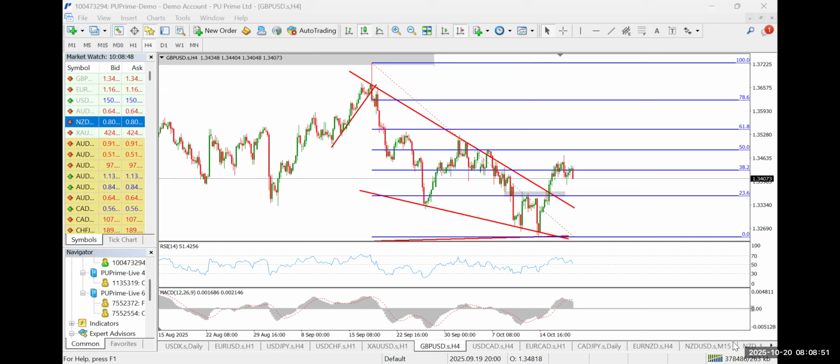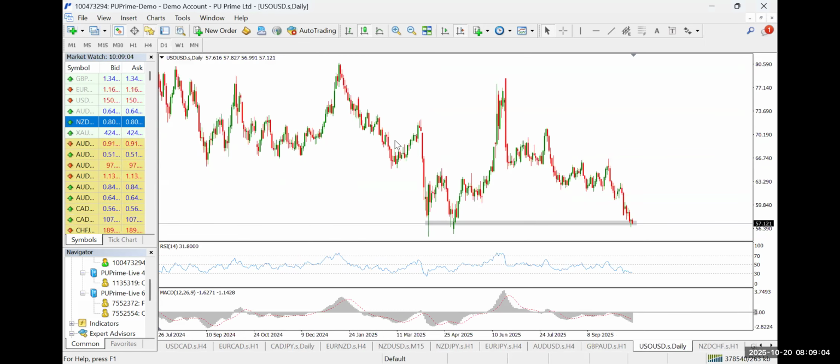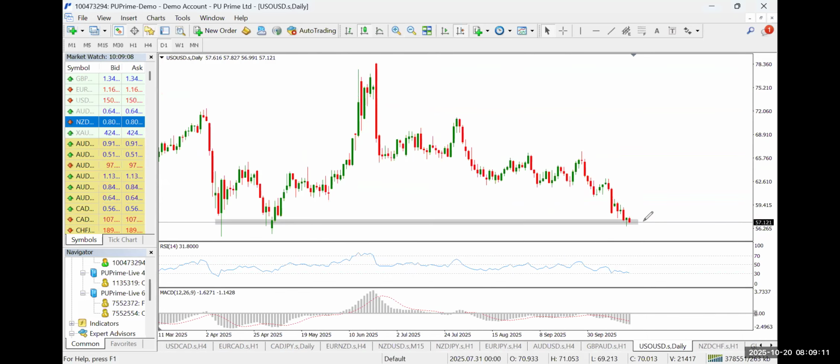Our time is really fast spent this morning. US oil and BTC USD. All right, so this is US oil. On the daily time frame, price closed as a rejection candle last Friday on the supports. I'm anticipating a breakout to the upside.